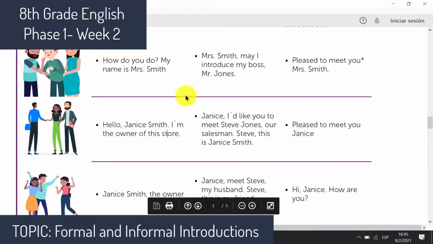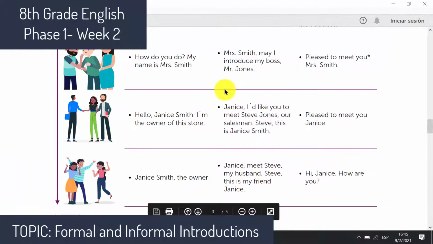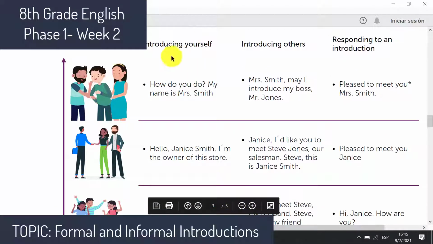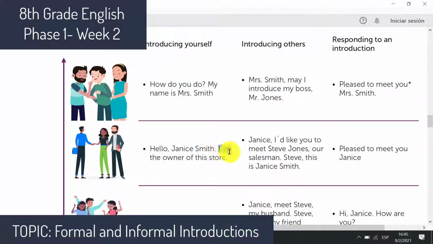Okay, attention, de nuevo, pay close attention a lo que estábamos diciendo antes. Introducing yourself, te presentas. Hello, Janice Smith. I am, yo soy, I am the owner of the store, yes? Te presentas, introduce yourself. Ahora presentas a otros, introduce others. I'd like you to meet Steve Jones. I'd like you to meet, quisiera que conocieras Steve Jones, ¿ok?